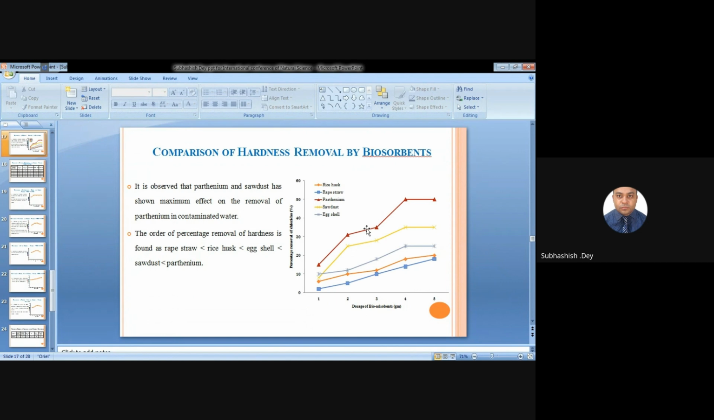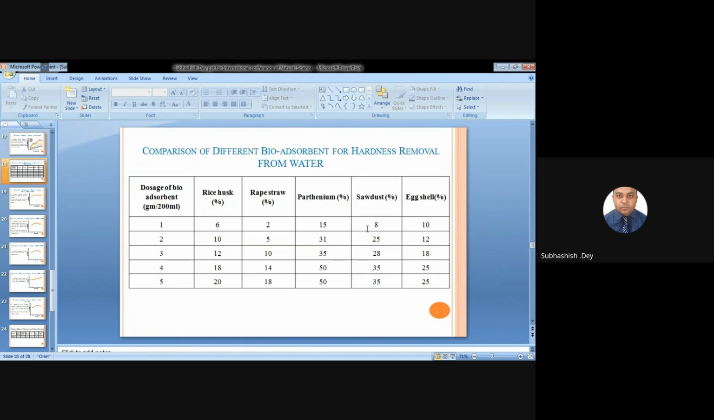This is a combination graph. In this graph, we can see the highest percentage of removal of hardness by the red straw, rice, the eggshell and Parthenium. Parthenium shows the best activity, 50% removal of hardness from the water. So this is the tabular form. We have to compare the graph and measure how effective this biomaterial is. So 5 gram dose of this Parthenium bioabsorbent gives 50% removal of the hardness from the water.